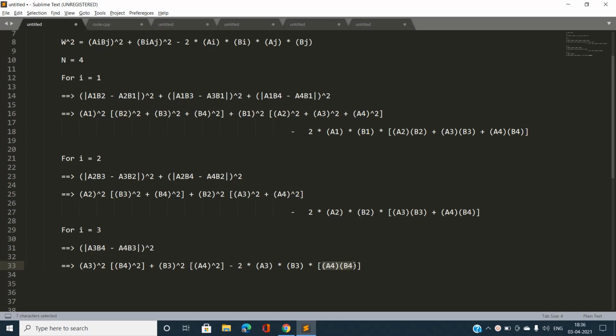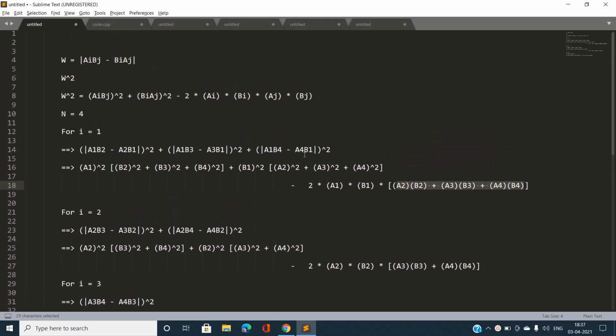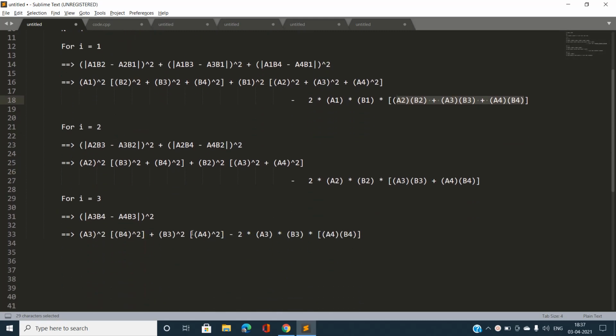Note that the one thing that is common is you can see these terms a4 b4, a3 b3, and a2 b2. And one thing you can also see is this sum, the coefficient of b3 square, you can see a4 square. In case of i equal to 2, it will come as b2 square, and the coefficient will become a4 square plus a3 square. In case of i equal to 1, b1 square, and a4 square plus a3 square plus a2 square.